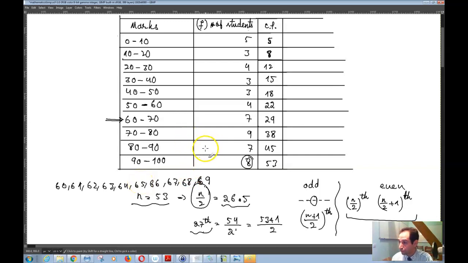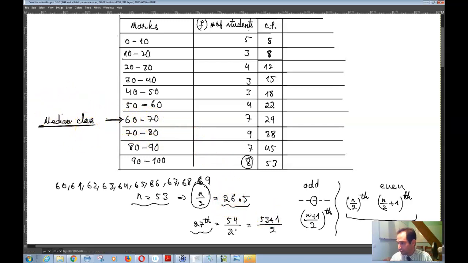We said that we now locate the class whose cumulative frequency is greater than or nearest to n divided by 2. So if it's supposed to be greater than n divided by 2, it's supposed to be this one, and this is called the median class. In the distribution above, n is equal to 53, so n divided by 2 is equal to 26.5. Now 60 to 70 is the class whose cumulative frequency is 29. 29 here is greater than or nearest to n divided by 2, that is 26.5. Therefore 60 to 70 is the median class.